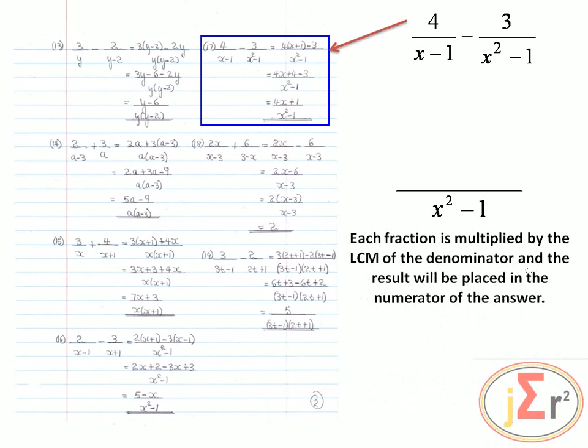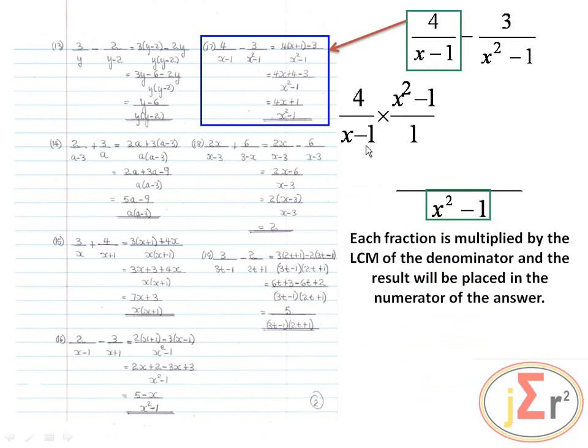What do we say? Well, putting this under the microscope means that each fraction is multiplied by the LCM of the denominators, and the result will be placed in the numerator of the answer. Right. So what do we do? We take 4 over x minus 1 that we have here, and we multiply that by x squared minus 1 over 1. X minus 1 into x squared minus 1. What will be the result?